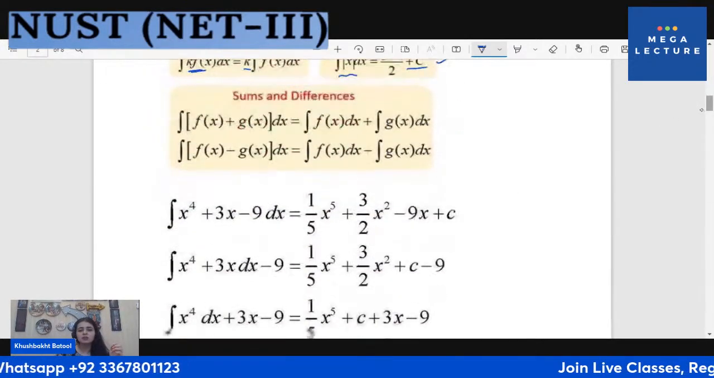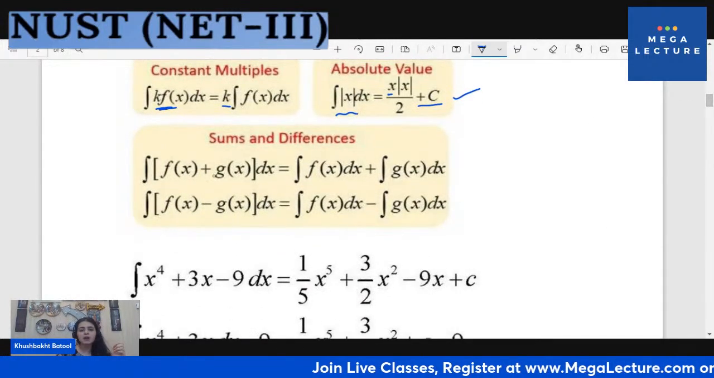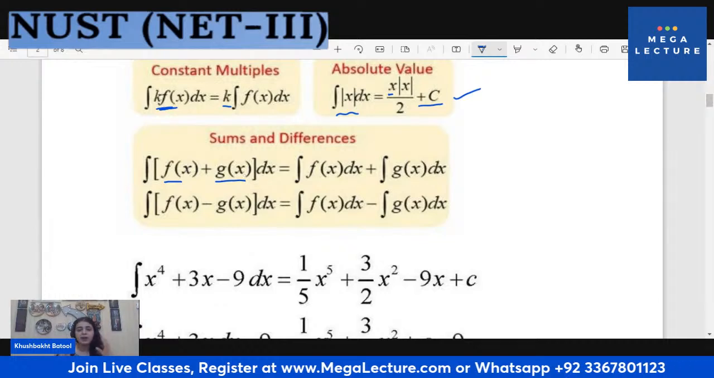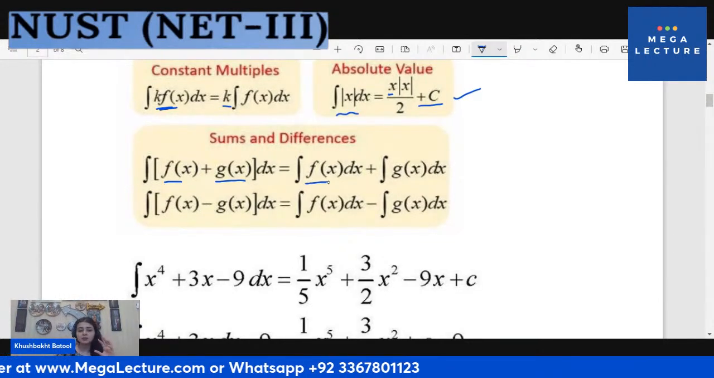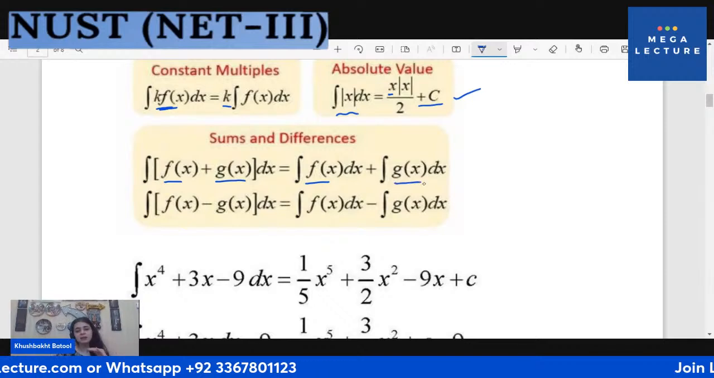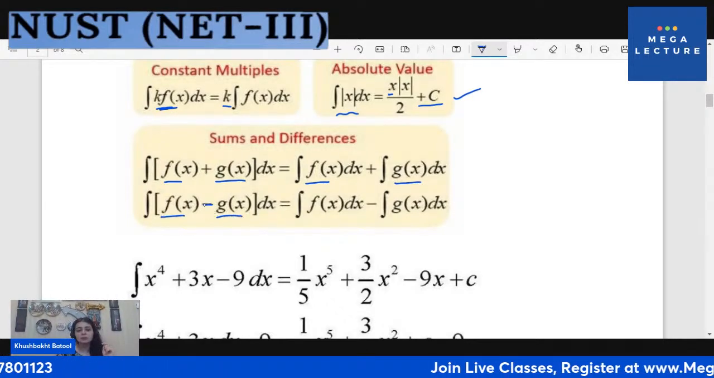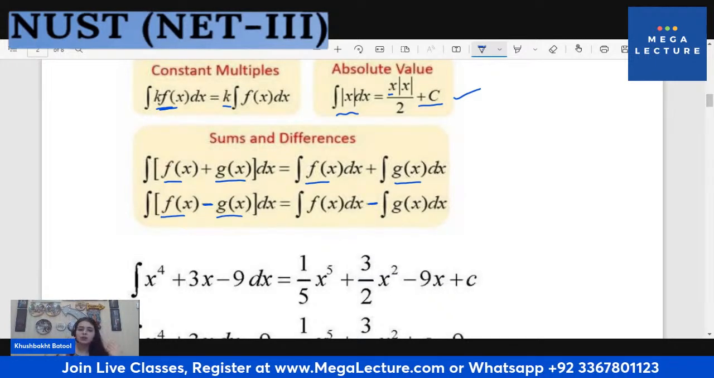Last but not the least, we have sum and difference formulas. Imagine you have f of x plus g of x. You have two different functions being added, and you have been asked to integrate the entire thing. You will integrate the first part separately and the second part separately. Similarly, if you have two functions being subtracted, you integrate them separately and keep the minus sign, right? So that would give you the correct integral.